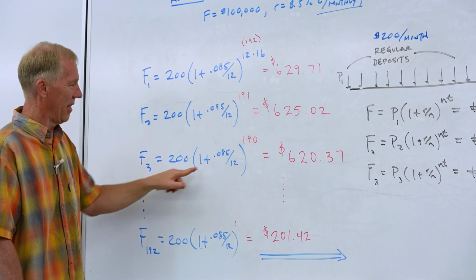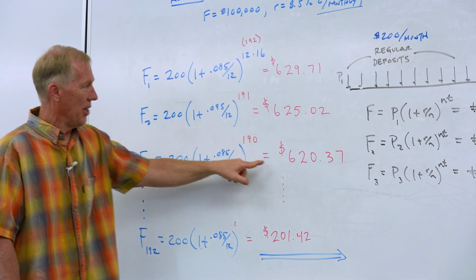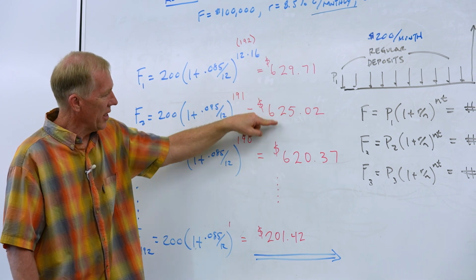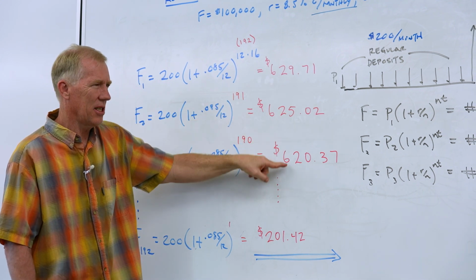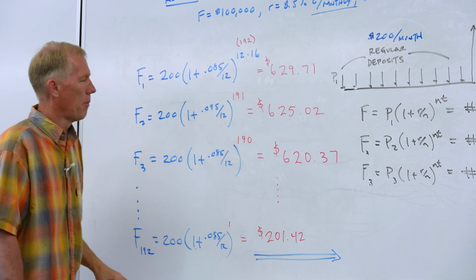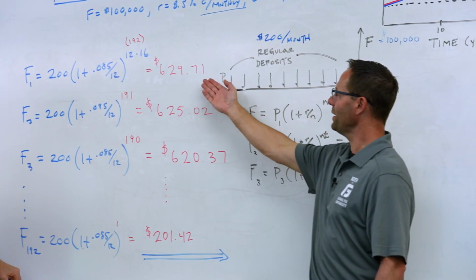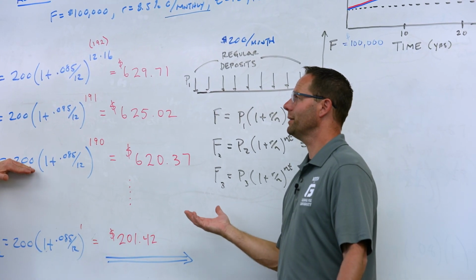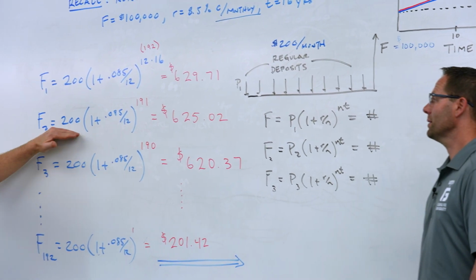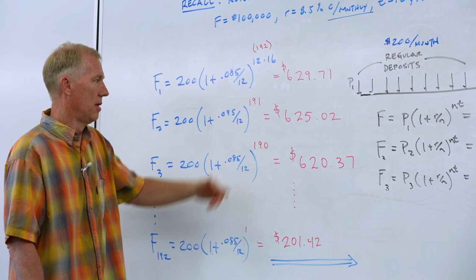F3, same thing, 190. And you'll notice, Pete, that this is going down a little bit. Does that make sense to you? It makes a lot of sense to me. Why? Well, if you think about it, you're investing the same amount of money for less time, and time is money. Same amount of money at the same interest rate, but for less time. Okay, a little bit.